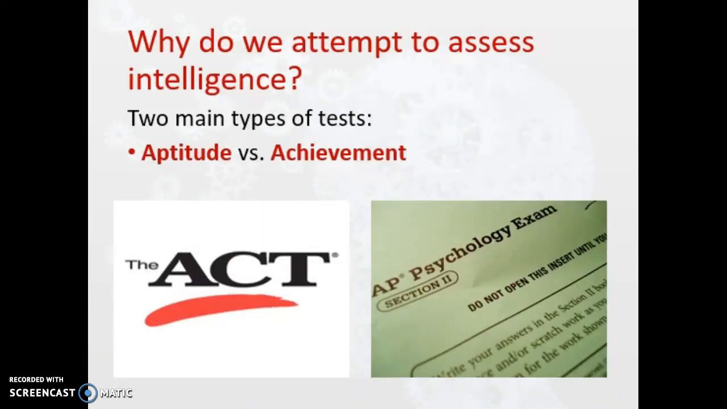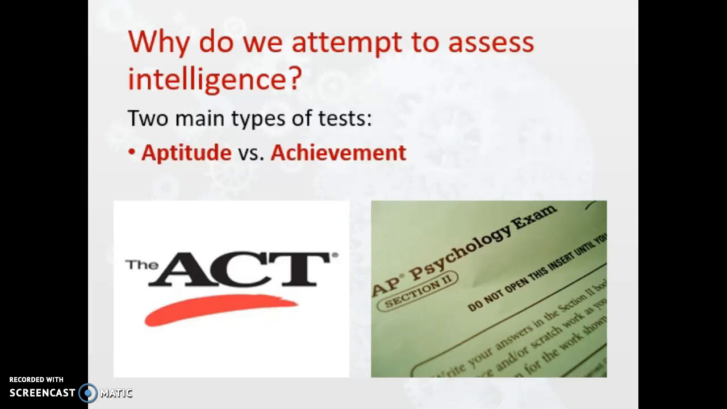Once we have figured out what intelligence is, then we need to figure out how we are going to assess it. Generally speaking, we have 2 different ways to assess intelligence. We have what are referred to as aptitude tests, and we have achievement tests. Aptitude tests attempt to predict how you will do in the future. So it looks at current skills you have and makes predictions.